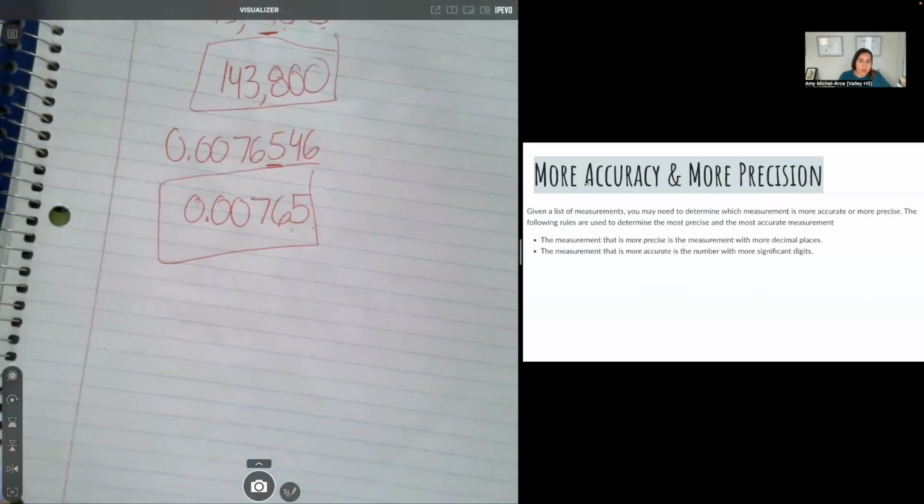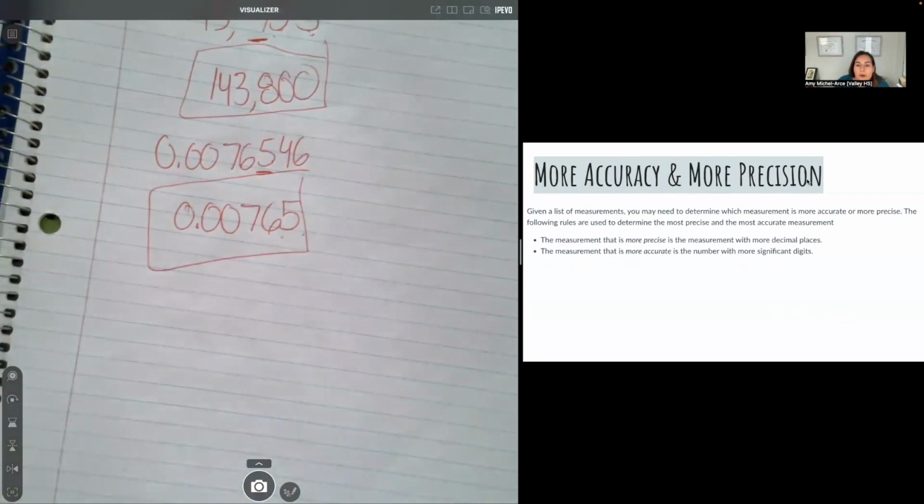Okay, here we're going to go into more with accuracy and precision. A measurement that is more precise means that it has more decimal places. And a measurement that is more accurate, we're going to see how many significant figures. It should have more significant figures.